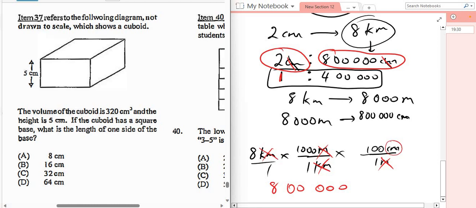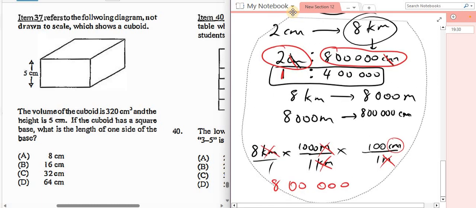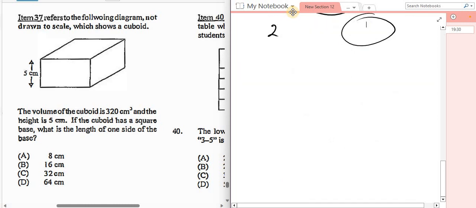You say you want to do 37? Alright, we say we want to try 37, right? No, you said you want to do 40. You changed your mind?